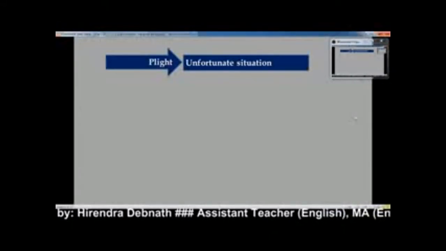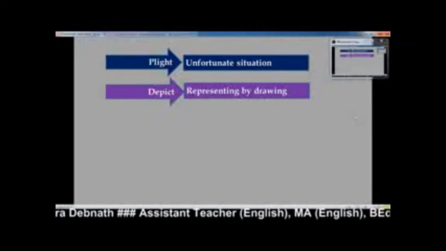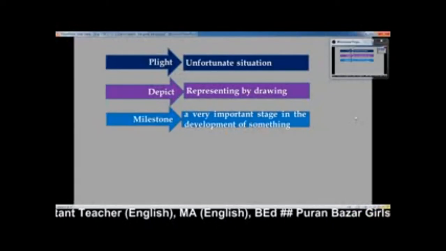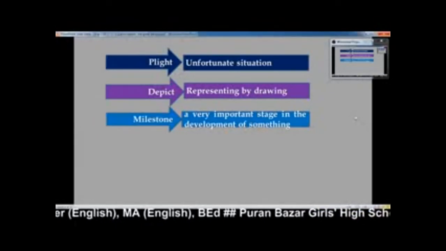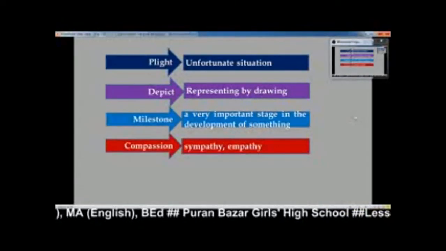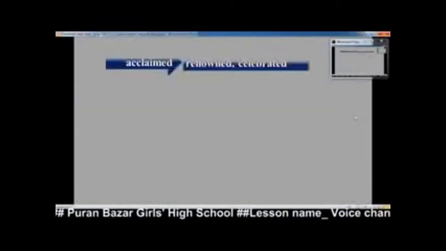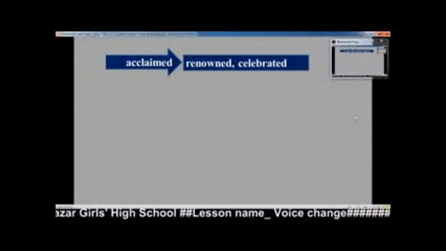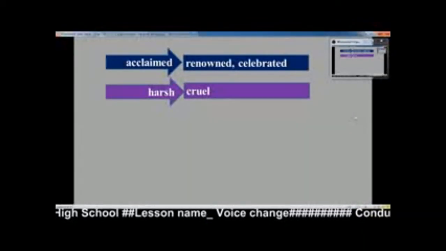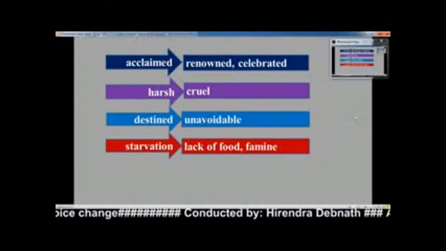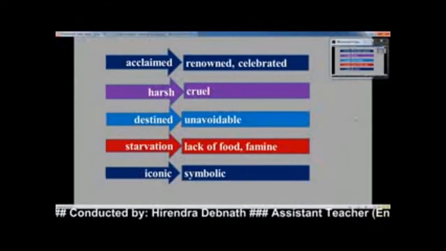Plight means unfortunate situation. Depict means representing by drawing. Milestone means a very important stage in the development of something. Compassion means sympathy or empathy. Acclaimed means renowned or celebrated. Harsh means cruel. Destined means unavoidable. Starvation means lack of food or famine. Iconic means symbolic.